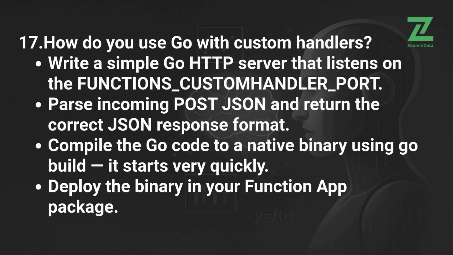How do you use Go with custom handlers? Write a simple Go HTTP server that listens on the FUNCTIONS_CUSTOMHANDLER_PORT. Pass incoming POST JSON and return the correct JSON response format. Compile the Go code to a native binary using go build. It starts very quickly. Deploy the binary in your function app package.